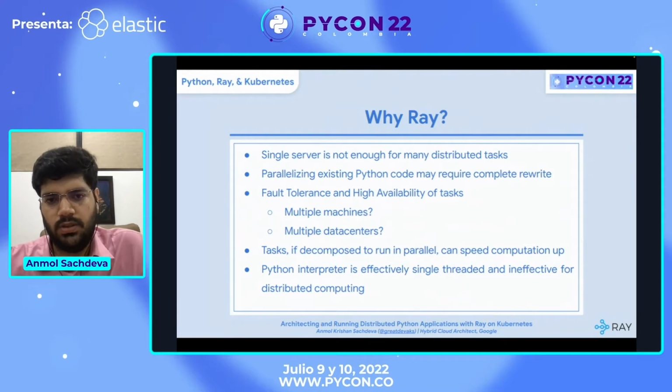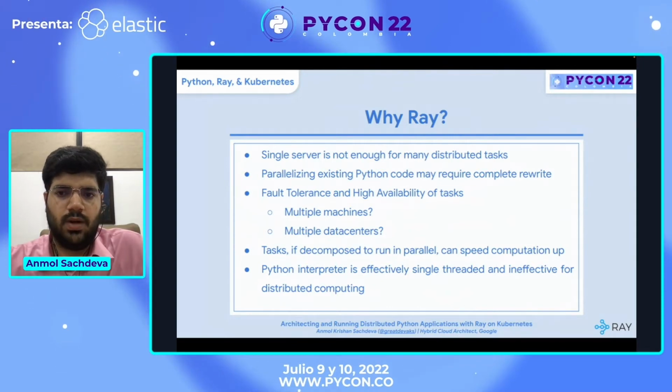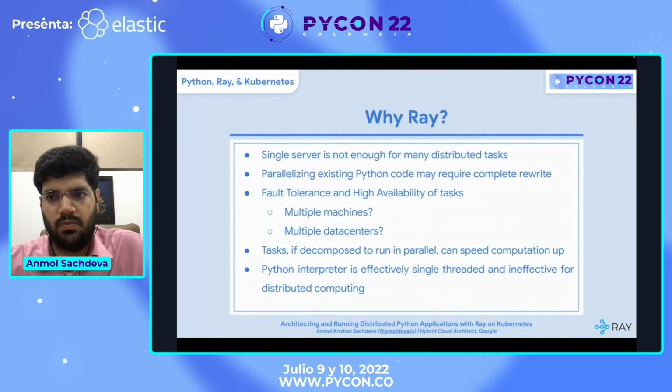You can have multiple machines and multiple data centers, as I have mentioned earlier, and you can actually have one task decomposed into parallel tasks just to speed up computation. So if you were to do a task in Python, Python is effectively a single threaded application because of the global interpreter lock, but you can utilize the Ray framework, because of which you can parallelize these tasks.